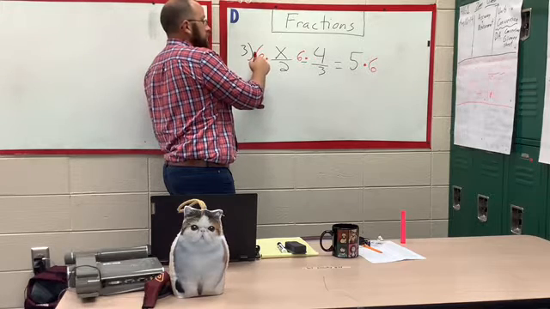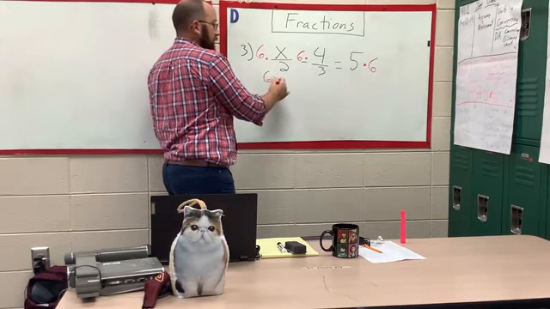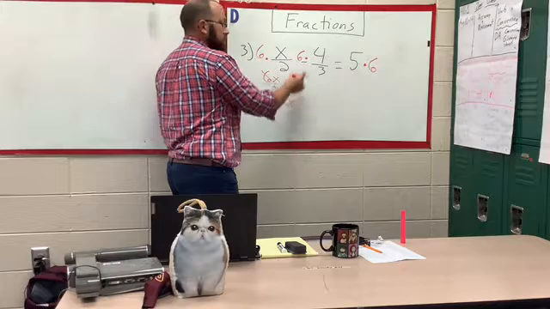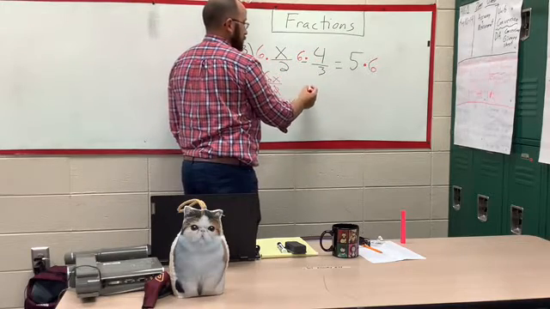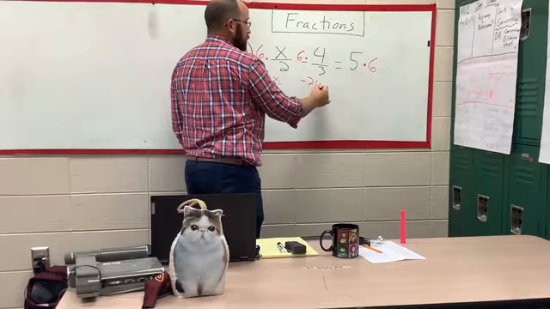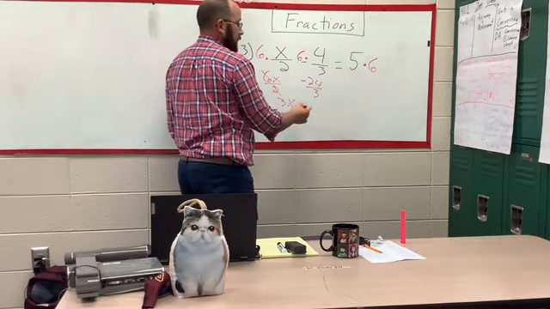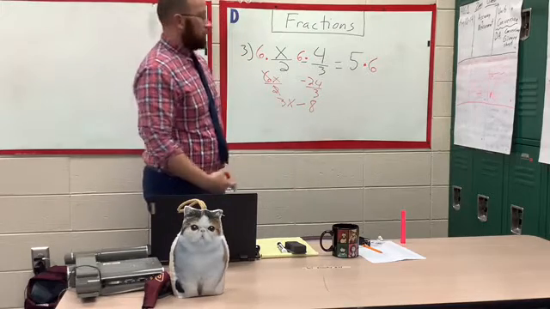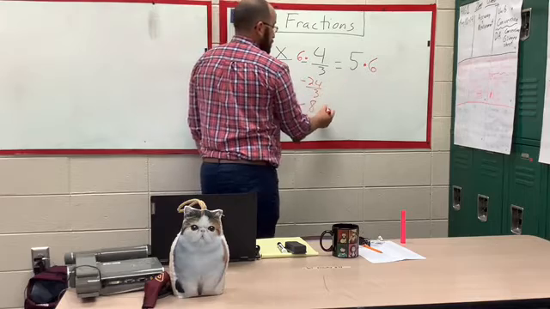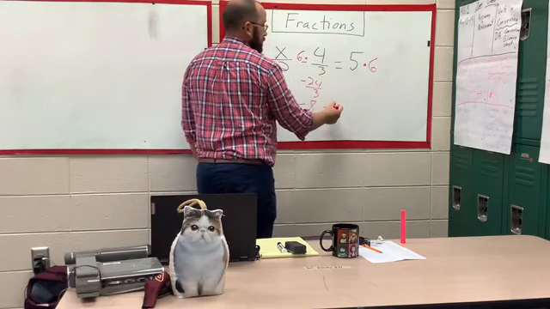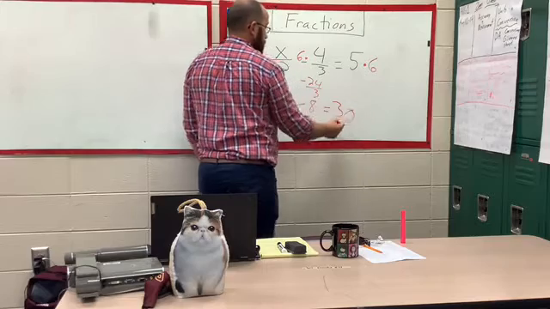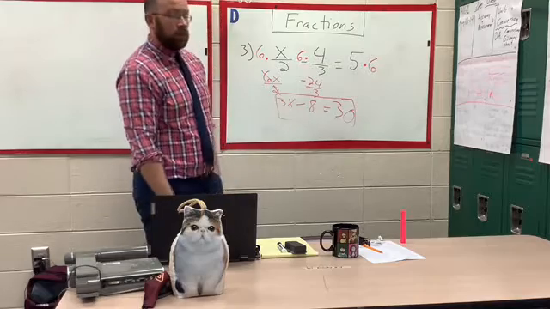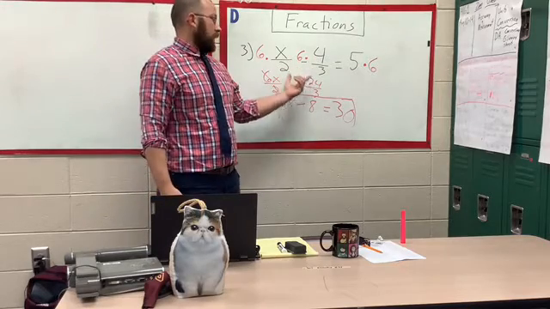So multiply across, so that gives me 6x over 2, and that simplifies down to 3x. I multiply across here, that gives me negative 24 thirds, and that reduces down to negative 8. Then equals 5 times 6, which is 30. And there you go. That's how you get rid of it. And now it's just a simple two-step equation to solve. And that's it. That's how you get rid of fractions.